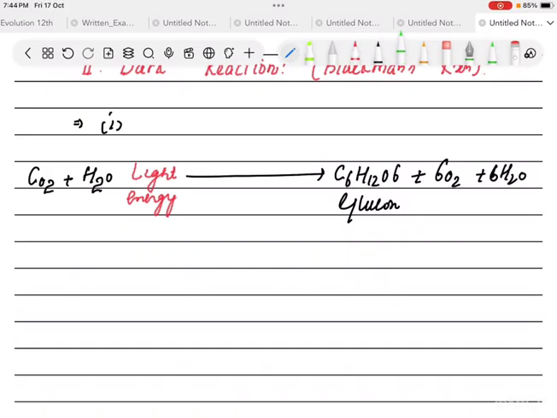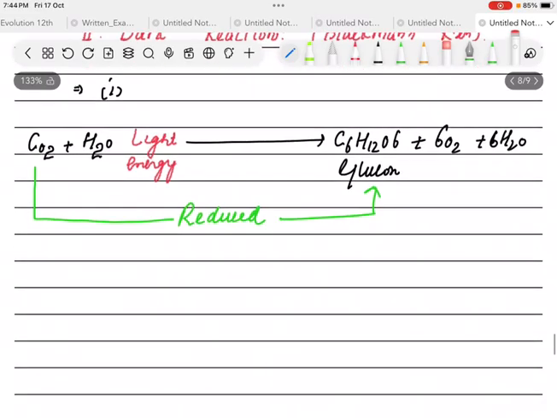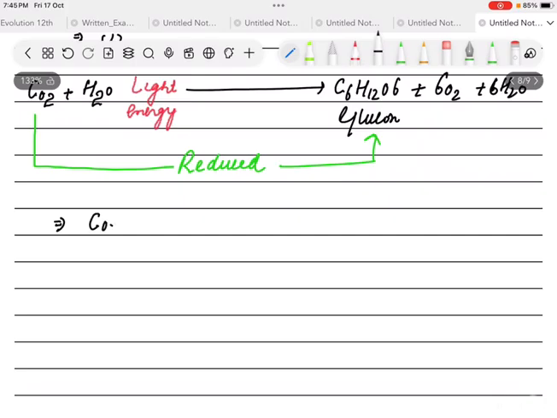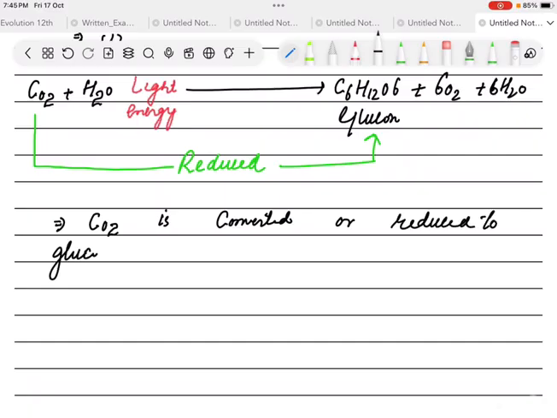But during the dark reaction, what happens? This carbon dioxide is reduced to what? To glucose. What is reduction? Again, reduction is the addition of hydrogen. Here, hydrogen is added to carbon. Fine, that's reduction. In the dark reaction there appears to happen only one reaction, that is this carbon dioxide is reduced to glucose.